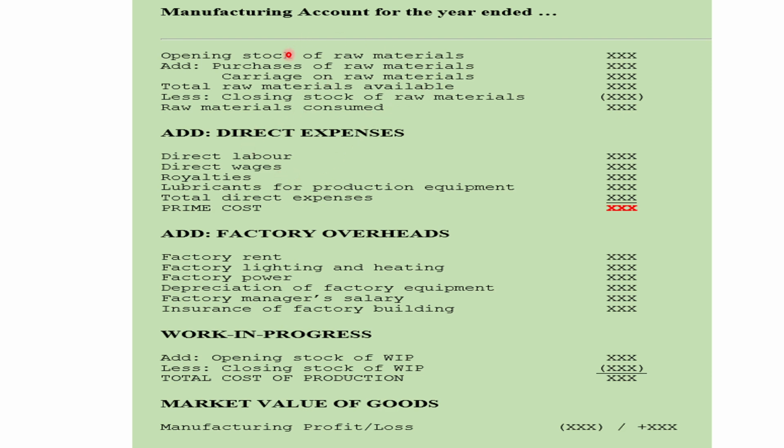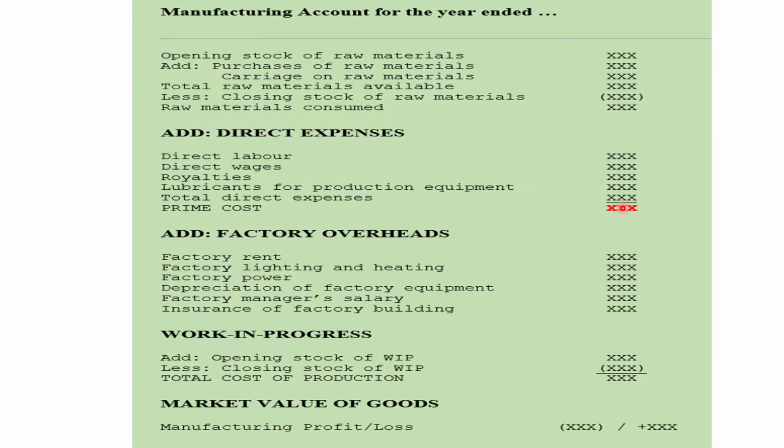So once you are done with raw materials, you have to go to direct expenses. You start with direct labor, the amount of money paid the workers. Then you have to add wages also, okay? Then also royalties. Royalties are also part of direct expenses. Then also lubricants. Did you buy some oil for the equipment? That's part of direct expenses. Okay, then when you add this, you get the total direct expenses or the prime cost, which is this.